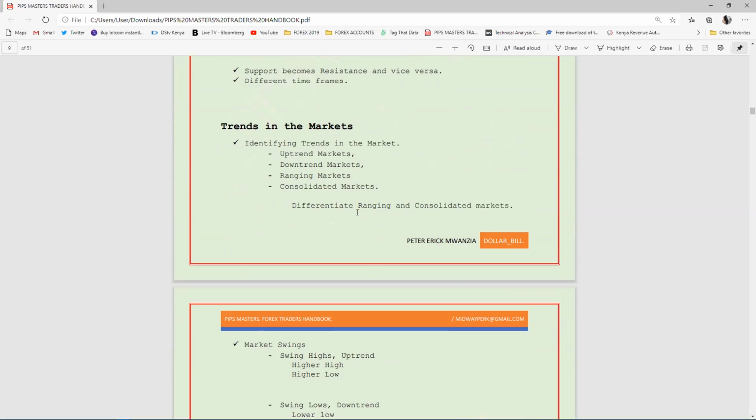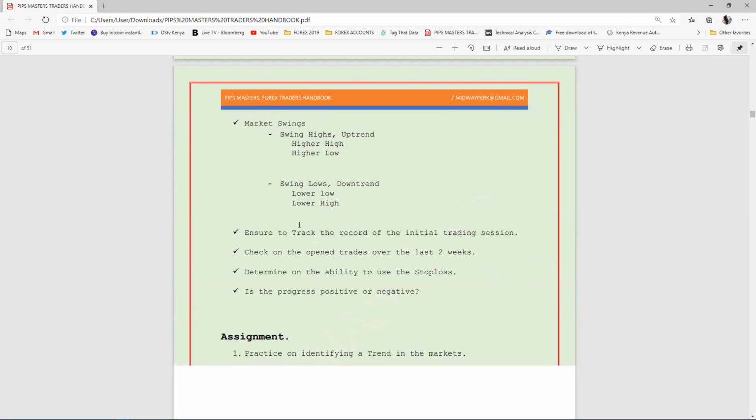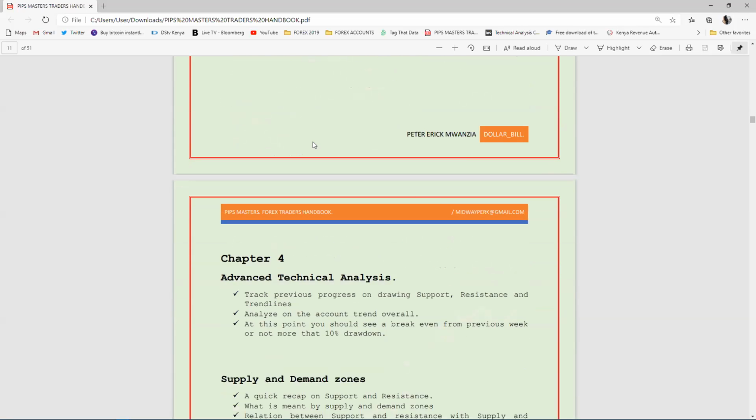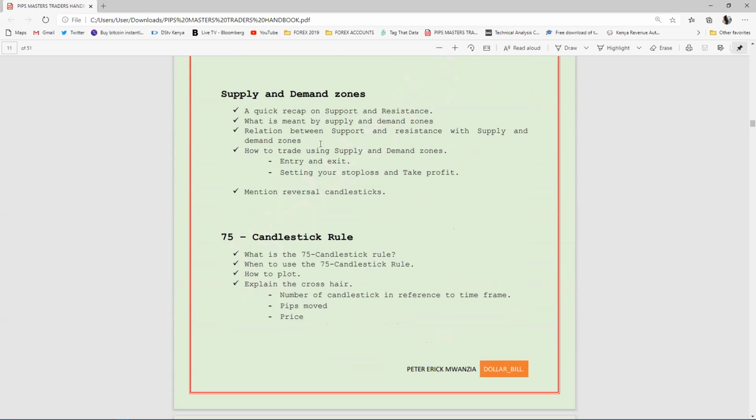Then the other thing you need to be comfortable with is the market structures, okay? You need to understand what we mean by an uptrend, a downtrend, a ranging market, and a consolidated market. You need to be careful when it comes to the swings. Can you determine a swing when you see it in a chart? Can you know when the market is making higher highs and higher lows, and when the market is making lower lows and lower highs? Do you understand the difference between uptrends and downtrends? Can you identify when the market is about to change a specific trend, and what to look for, okay?